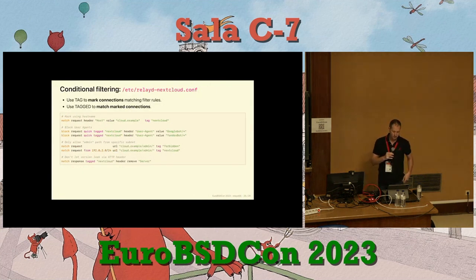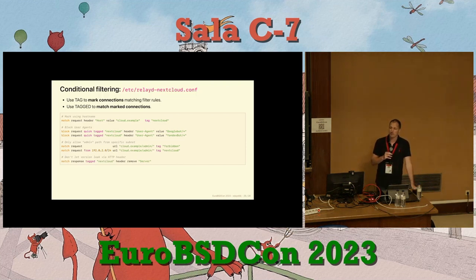The middle fork was, for example, I create another file, and then I want to match something in the host header that is cloud.example. And if the header is cloud.example, then I set up another tag which I named nextcloud, and then I do something with it. That is, if the requests are tagged with nextcloud, I add some user agent checks, and what I do is block them, because, for example, I don't want Googlebot to come to my nextcloud instance and do things.